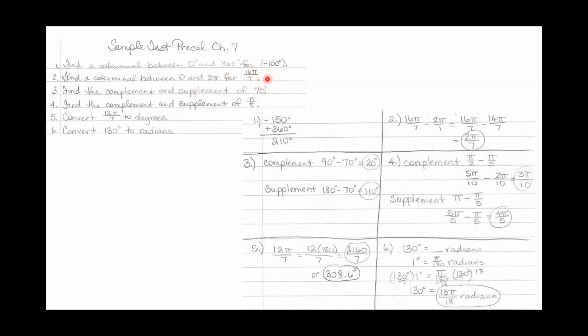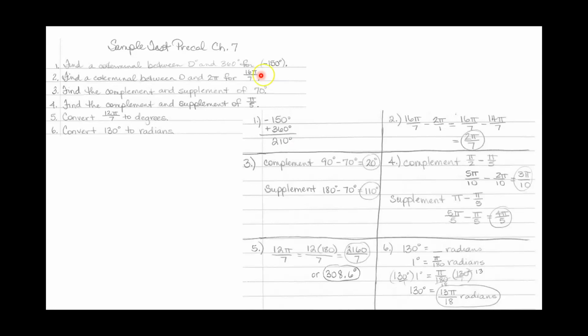So to find a coterminal in degrees, you're going to add or subtract 360. To find a coterminal in radians, you're going to add or subtract 2 pi because 360 and 2 pi are the same thing. So for the negative 150, that's not on my circle because it's too small, so I need it to be larger, so I need to add 360 to that one, and so that would give me my coterminal of 210.